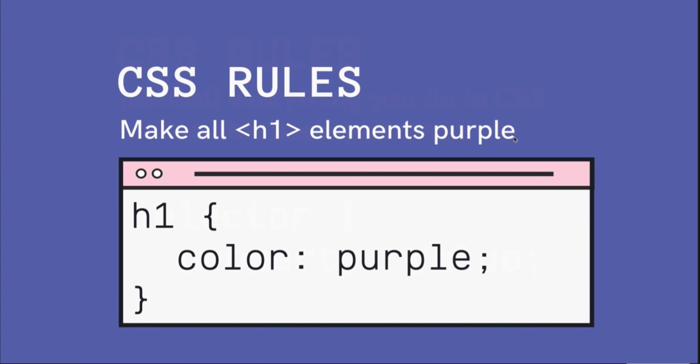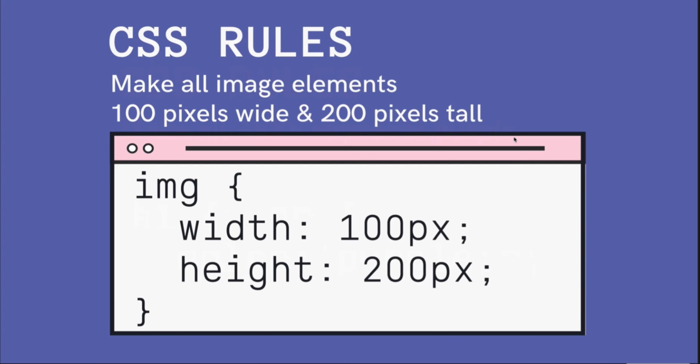This formula, this pattern is very simple, but it can get more complicated. We can do two different properties. We can set the width and the height. So width will be 100 pixels and height will be 200 pixels. And we'll talk more about these properties and what pixels are and different units and height and width and color and all of that later on. But for now, this basic pattern makes all image elements 100 pixels wide and 200 pixels tall.